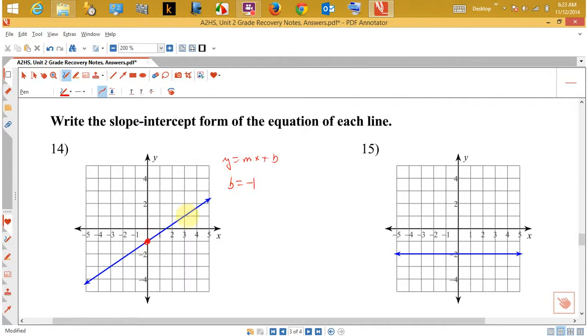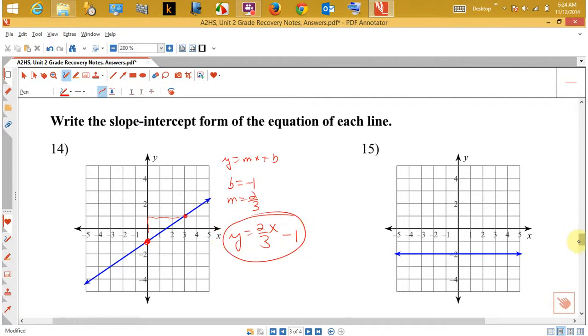Here's another point I can use. So for the slope, it's rise over run. That would be up 2. And then I go over 1, 2, 3. So my equation would be y is equal to 2/3 x, and my y-intercept was a minus 1. There's the equation of my line.